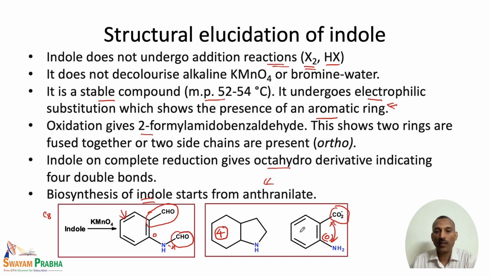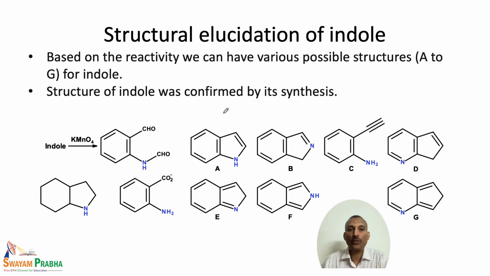So that means there is a benzene ring, and the benzene ring is disubstituted, with one amino group and another carbon atom. Based on that reactivity and whatever we have seen earlier, we have multiple structures. Starting from A to G, we have various structures that are possible for indole.